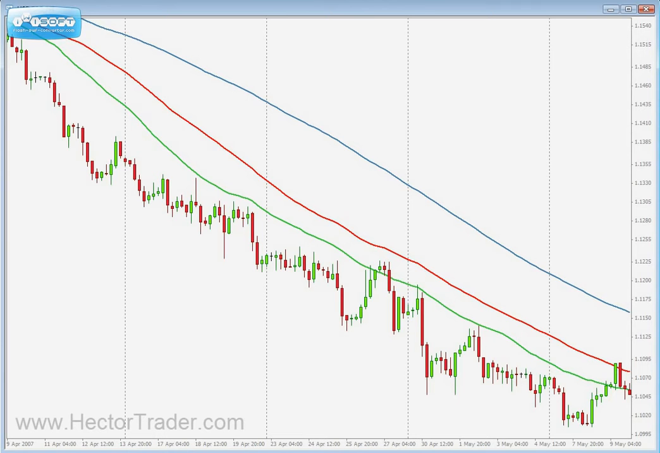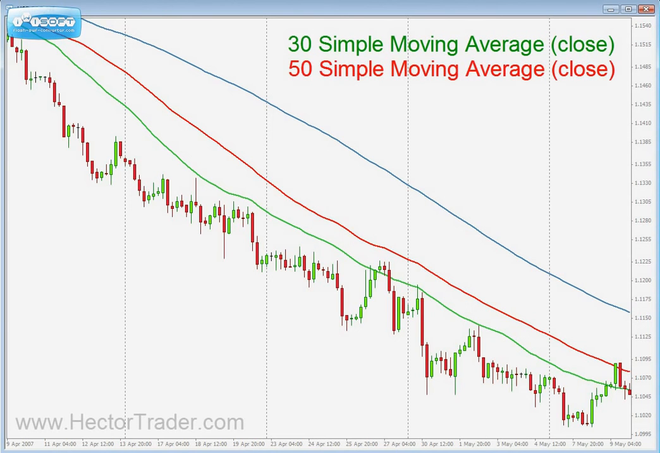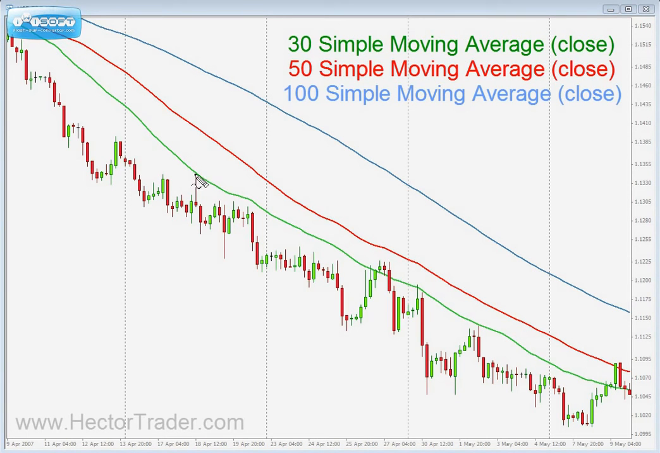I use 3 moving averages as far as spotting the trend. That's the 30 simple moving average of the close, the 50 simple moving average of the close, and the 100 simple moving average of the close. I usually plot the 30 in green, then the 50 in red, and the 100 in blue.